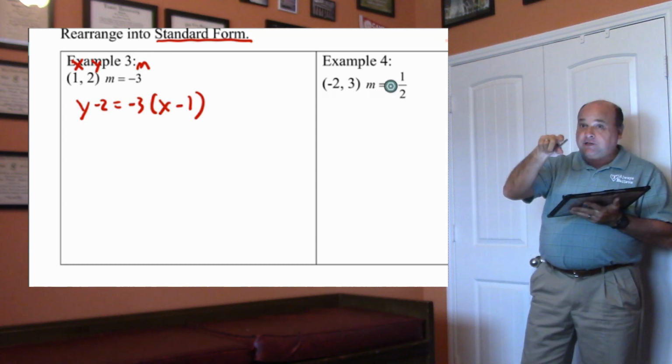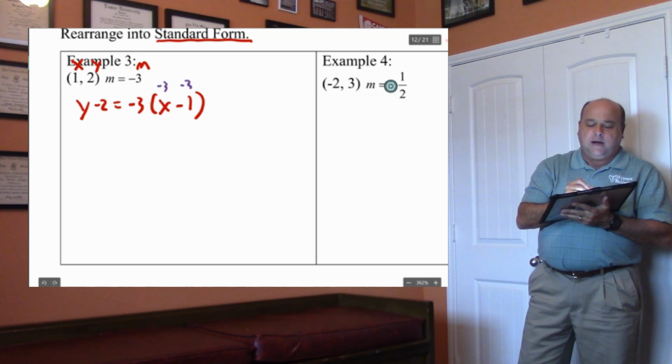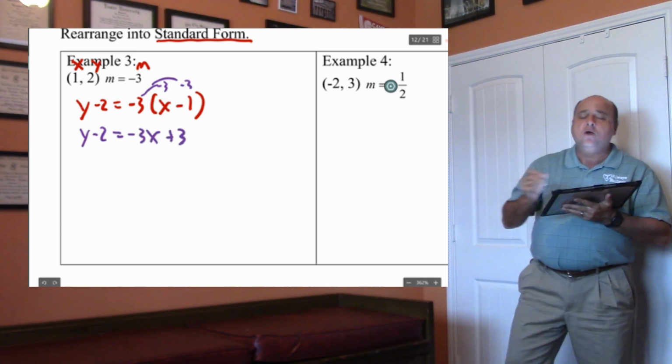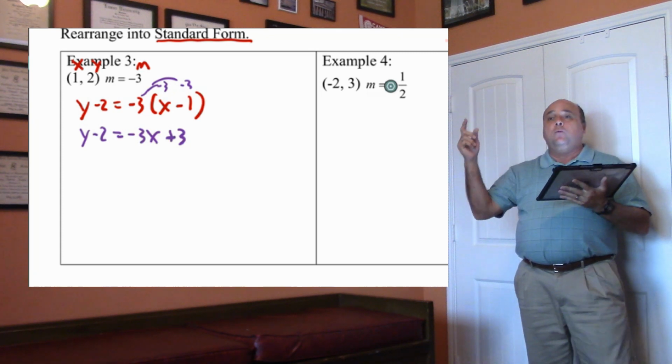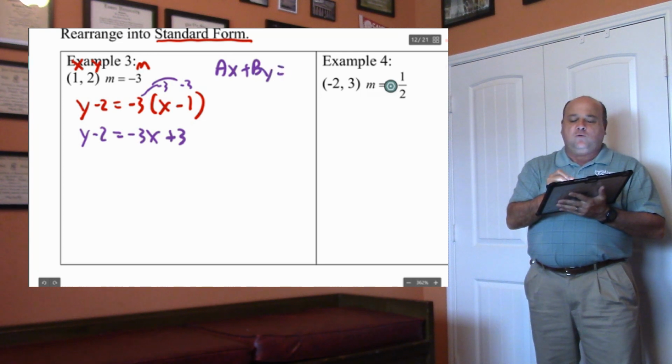Now then, there's no fraction for the slope, so this is pretty simple. We're going to distribute the negative 3, right? We're going to Bluebell trick it, right? So we're going to have y minus 2 equals negative 3x plus 3. Okay, now then we want standard form, right? Standard form is ax plus by equals c.